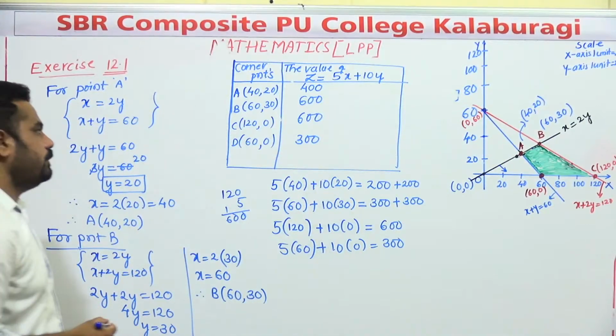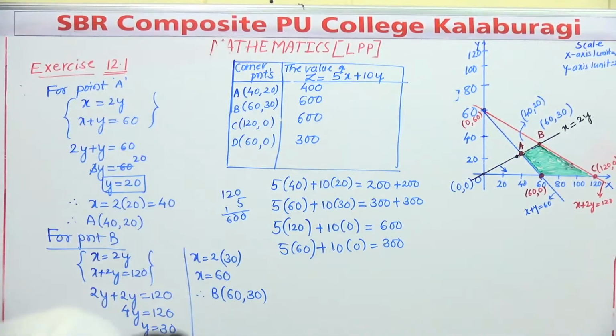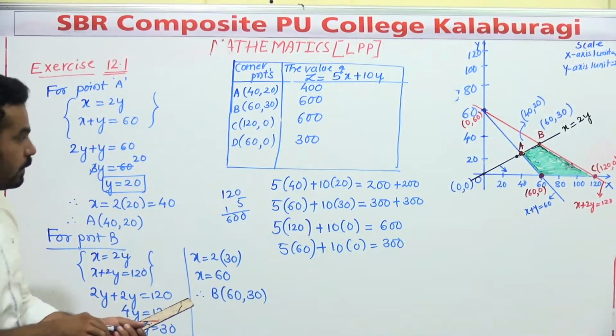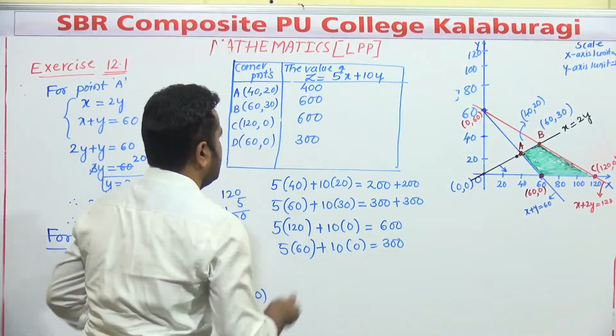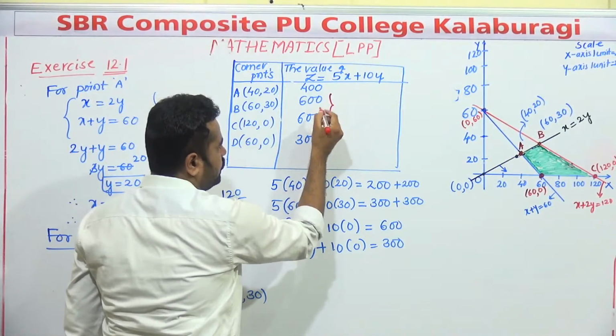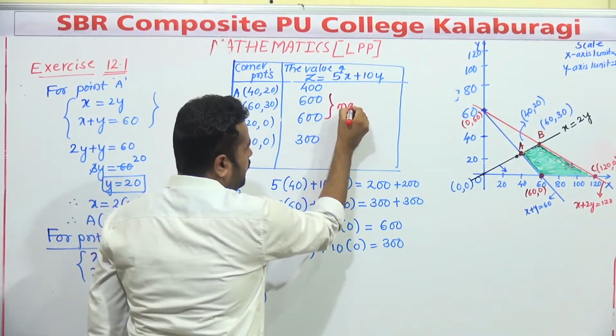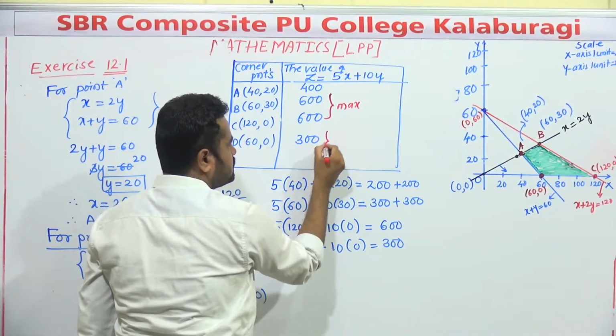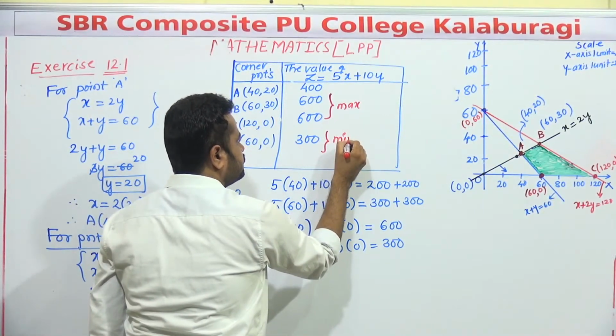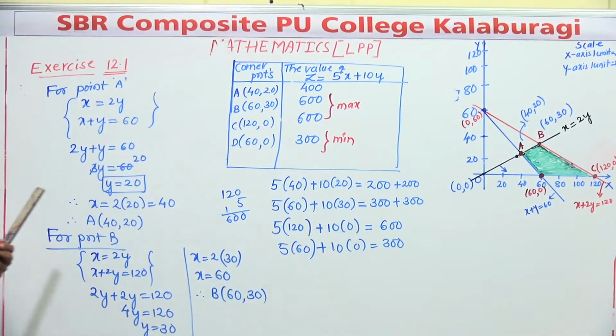And what do we want? We want the maximum and minimum value. What is the maximum here? That is 600. We are getting two values, and these are the maximum. And this is the minimum, right?